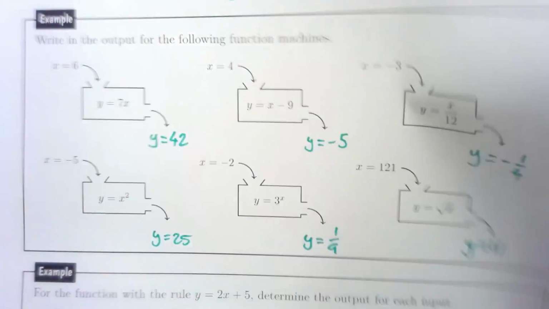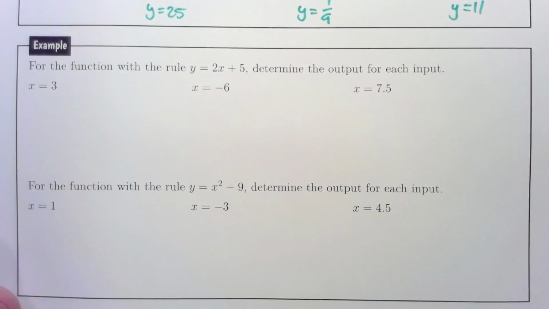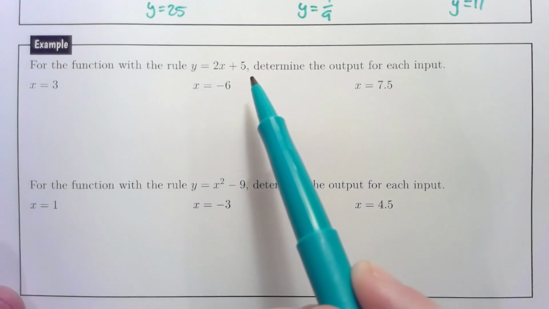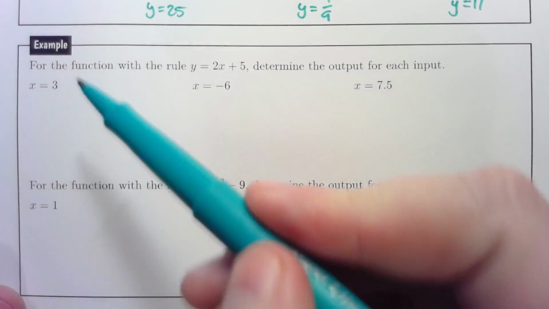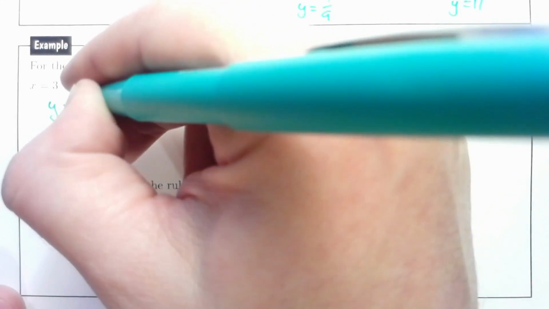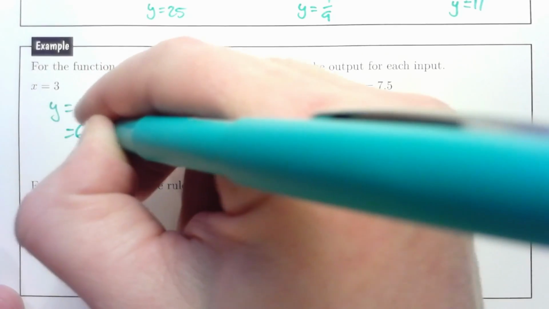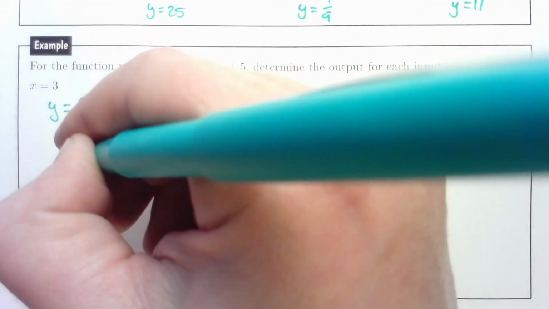Now, usually when we have a function, we don't just work out one value, but we work out a bunch of values using that function. So here we have a function with the rule y equals 2x plus 5. And we have these different inputs. So we're going to work out the output for each input. So the first one is x equals 3. That means, using substitution, y equals 2 times 3 plus 5. 2 times 3 is 6, and then 6 plus 5 is 11. So that is our output.